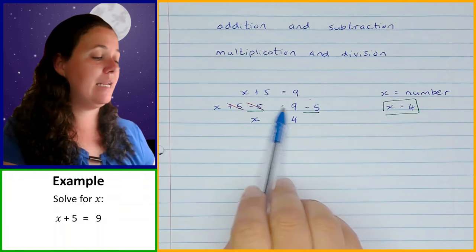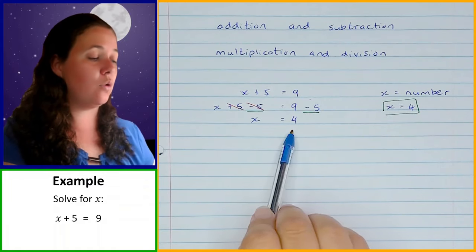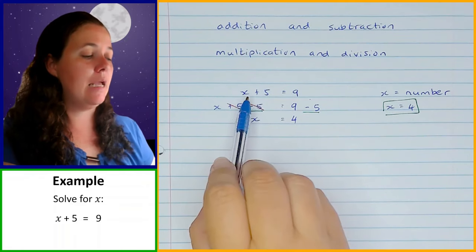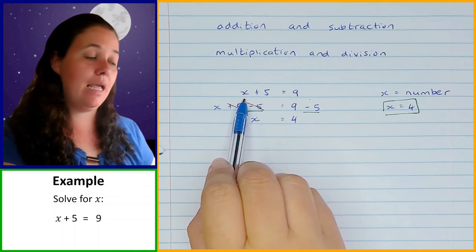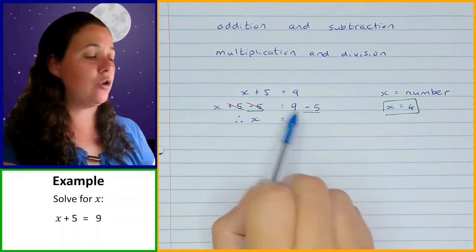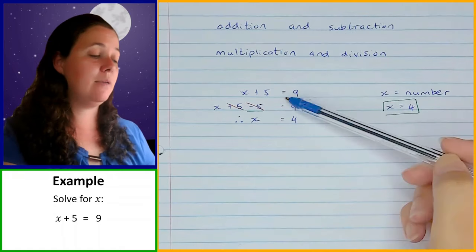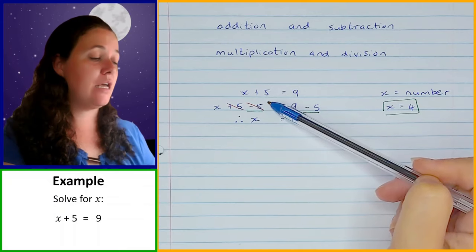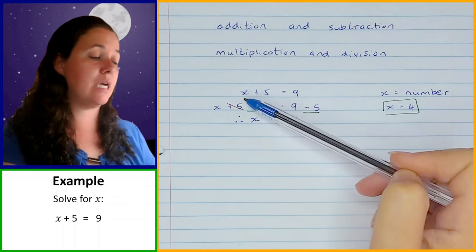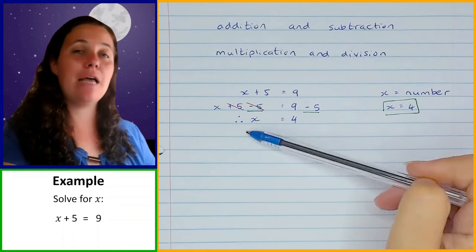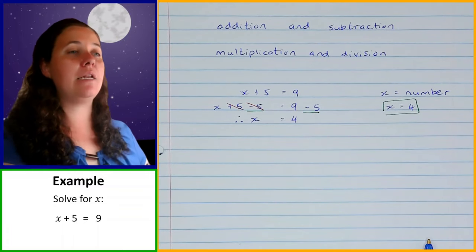So if I get to the point over here where I have x equals 4, I can now check it. If I put 4 in for x and I add 5, does it give me 9? Yes, it does. So now I know that that is correct. So what I did over here: I had my equation, I cancelled out anything that wasn't supposed to be on the side where the x was by using inverse operations, and then I simplified. So let's have a look at another example.